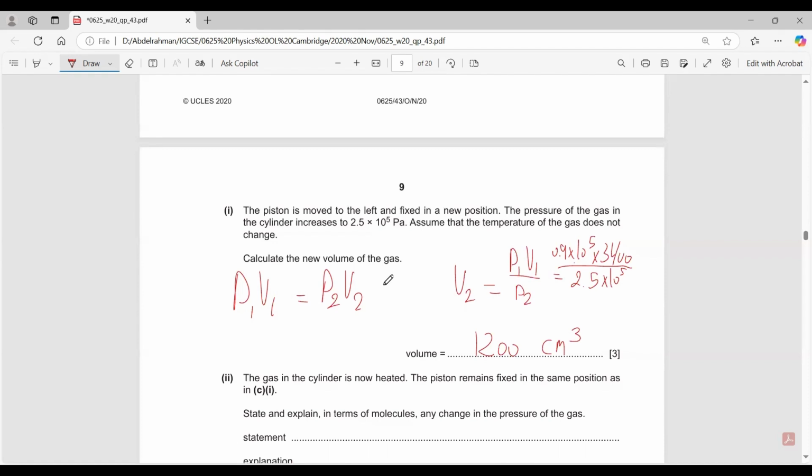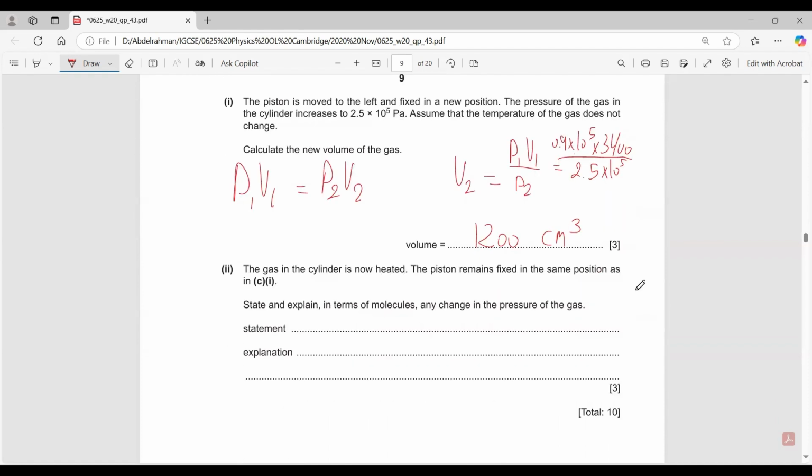The gas in the cylinder is now heated. The piston remains fixed in the same position. The piston is now fixed in position, and as you heat the gas, as you increase the temperature, state and explain in terms of molecules any change to the pressure of the gas. As you heat up the gas with a constant volume, what happens? Pressure? Yes, pressure increases. Why does the pressure increase?